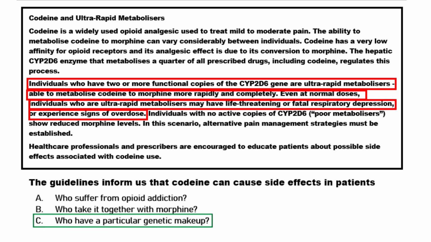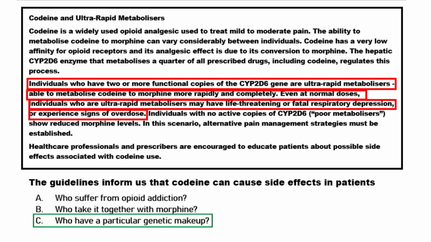A, who suffer from opioid addiction. The passage does not mention anything about individuals suffering from opioid addiction in relation to codeine side effects. It primarily discusses the genetic makeup of individuals and how it affects the metabolism of codeine. Option A is not supported by the provided information.